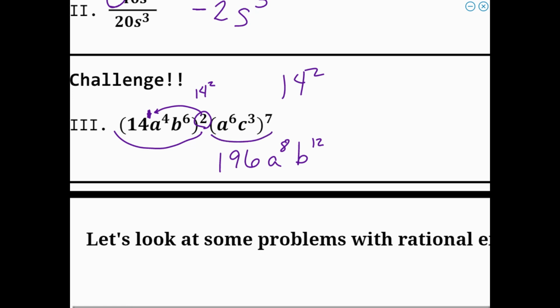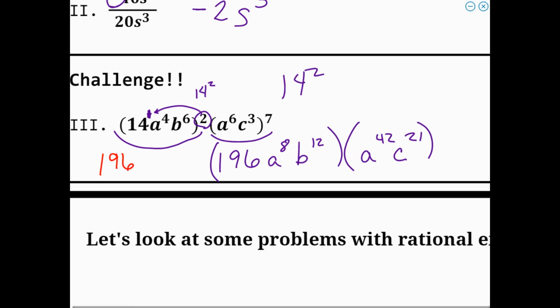Now I need to do this one. So these are still going to be multiplied when I get done. So what power does my A have? 42. And my C? 21. So now what operation am I going to do to finish? You're going to add the exponents, right? Yes.